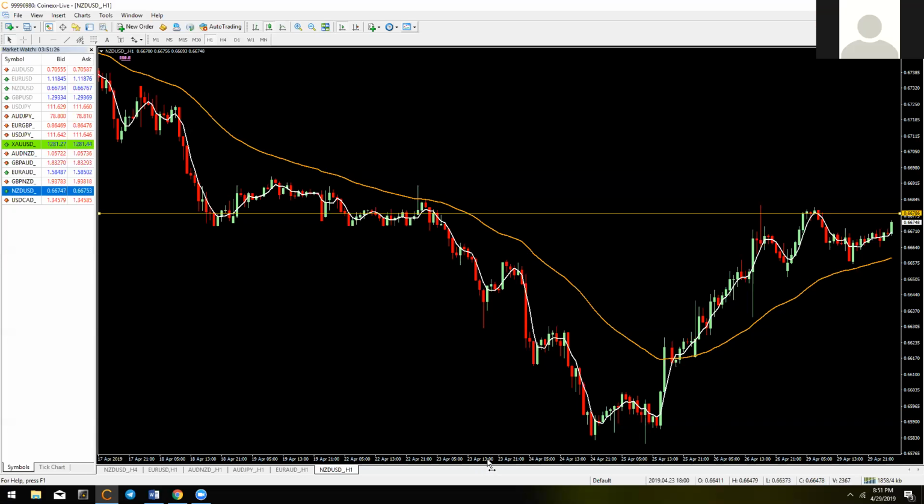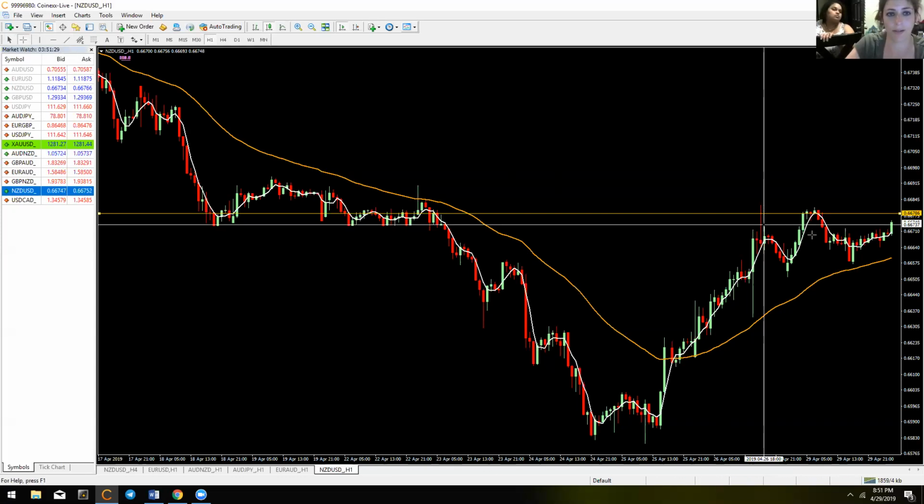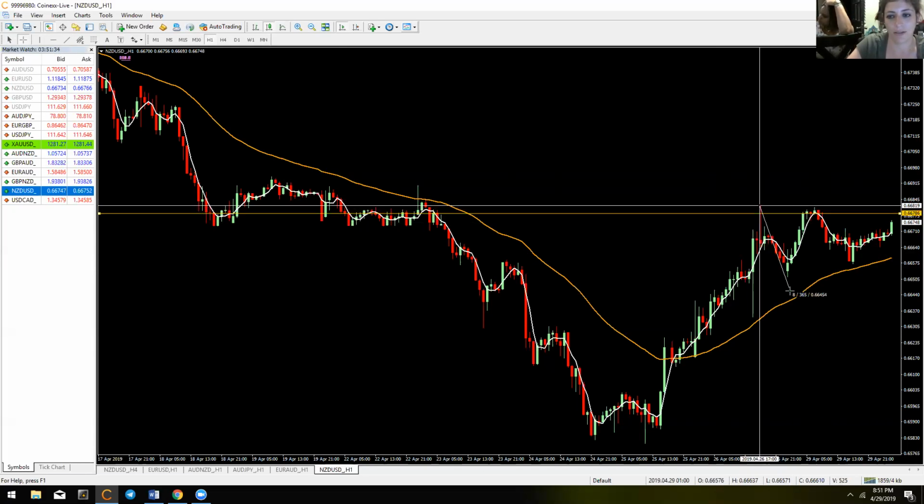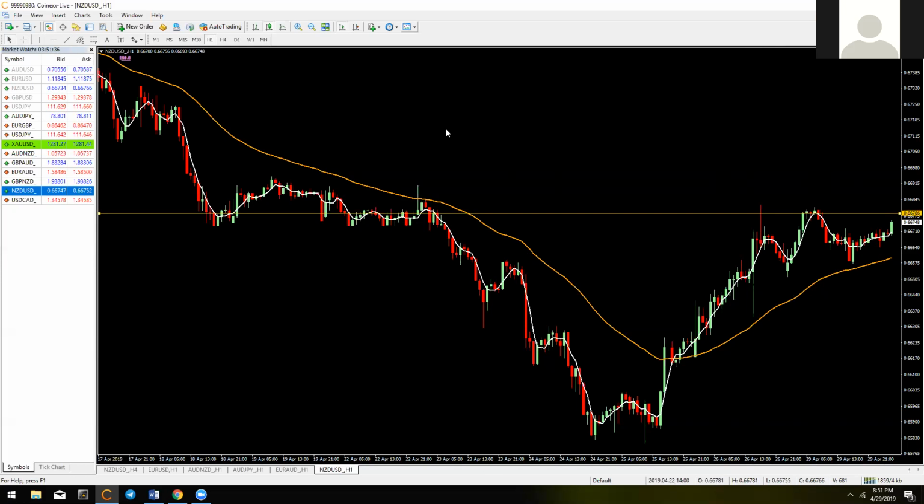What tool are you using to count those pips? This little star looking one up here. Yeah, on my phone I can. I click it and then I just drag it. Do you know how to use that on TradingView? Yeah, you can use that on, no, on TradingView you have to use the little ruler thing.